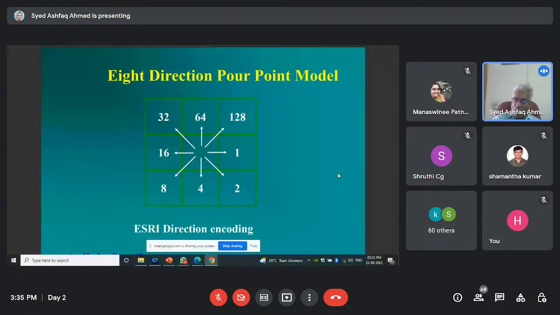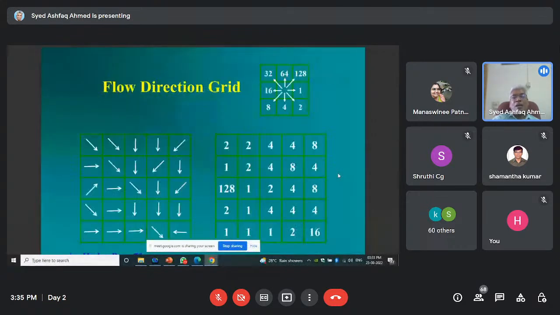So this is the principle of the 4-point. And from the 9 pixels, I am going to take a little bit bigger one. And for each cell, as I have told you, the water flows from higher elevation to lower elevation. So here you can see there are some numbers.